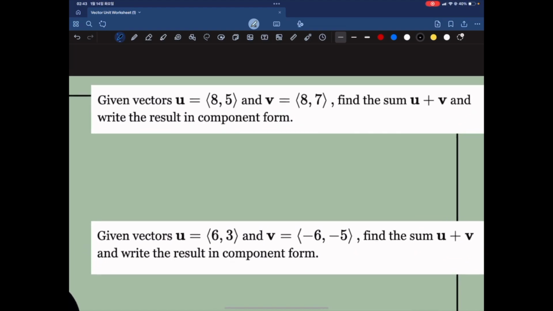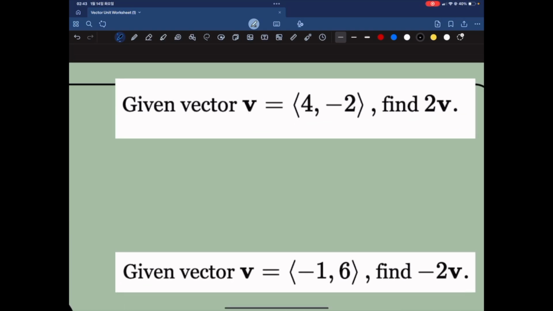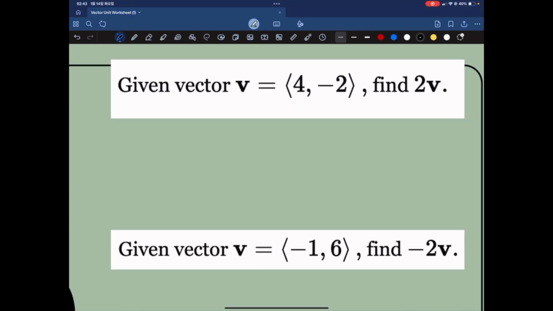Number 2, given vectors U, V. Find the sum of U plus V. 8 plus 8, 5 plus 7, therefore 16, 12 in component form. Number 3, given vector v, find 2v. You just multiply 2 for each side, which gives you 8 from -4.